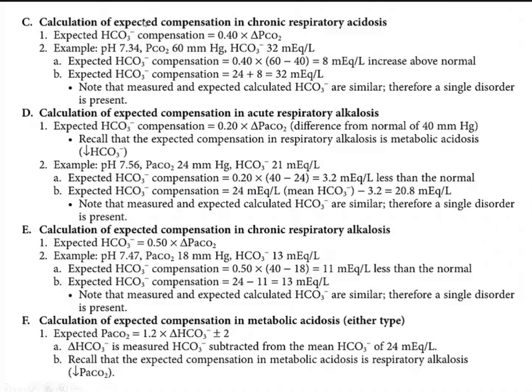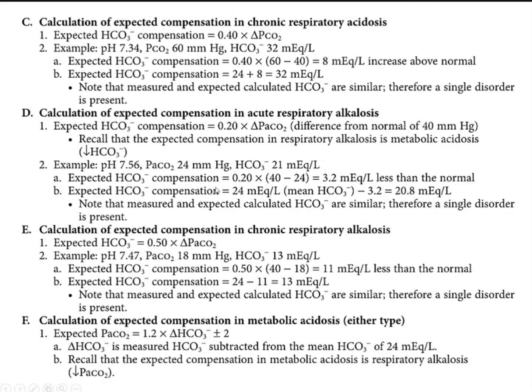So when there is calculation of expected compensation in chronic respiratory acidosis, you have bicarb compensation. Expected compensation is 0.4 times the difference of CO2. Again, the same formula, 0.4 into 60 minus 40 gives you 8. Expected bicarb compensation is 24 plus 8, that is 32. Measured and expected are similar, therefore again it's a single disorder. Right? Observed value is 32, expected value is 32, it's similar.